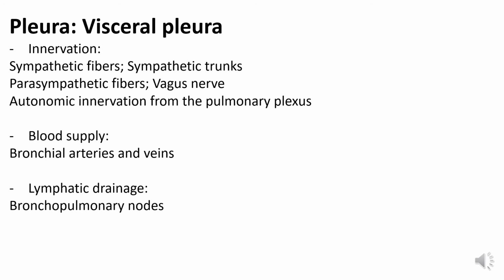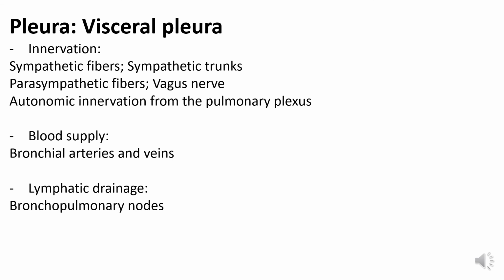And lastly, we will be taking a quick look at the visceral pleura, the innervation, blood supply, and lymphatic drainage. A quick overview. The innervation is as follows. The sympathetic fibers is the sympathetic trunks. Parasympathetic fibers is the vagus nerve. The autonomic innervation for the pulmonary plexus. The blood supply is as follows. The bronchial arteries and veins. Lymphatic drainage includes the bronchopulmonary nodes.